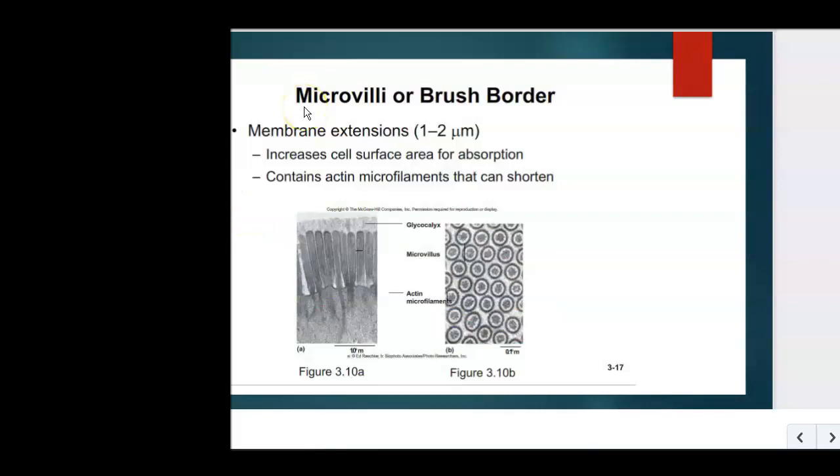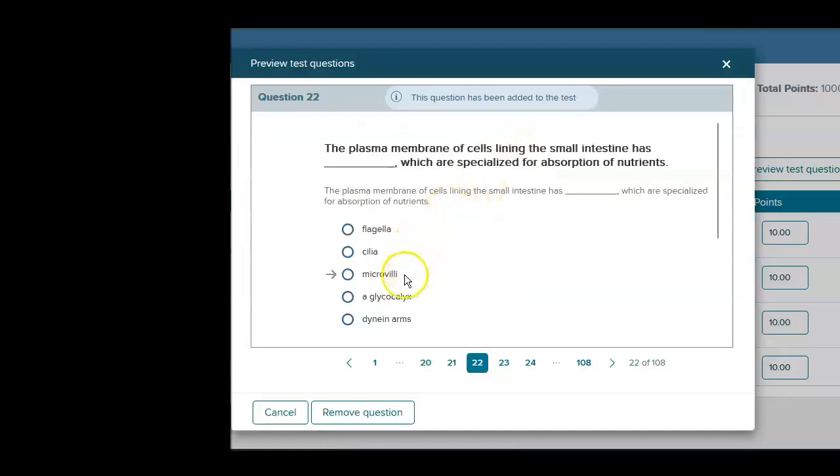And now in the figure, we have the microvilli, which increases the cell surface area for absorption. Absorption, obviously, of nutrients, right? And that happens at the level of the intestines. Going back to the question, that's what we have right here. Microvilli, and we're going to have that in the small intestines.